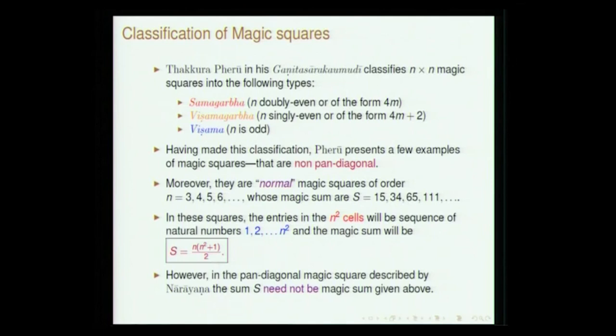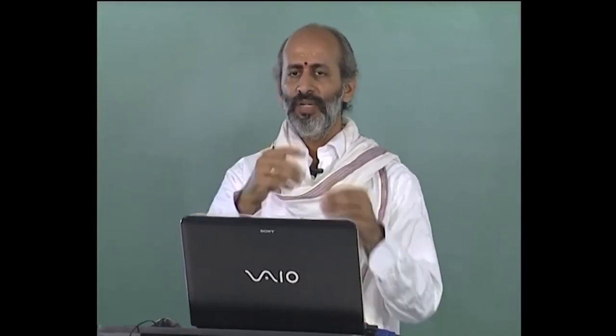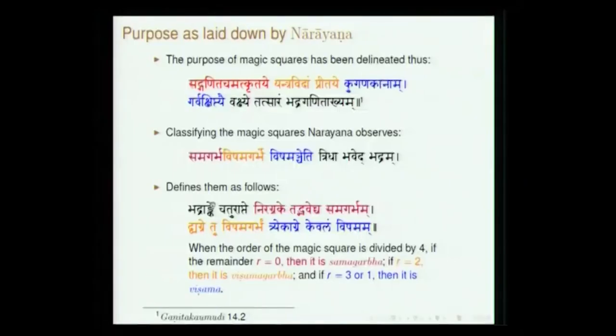Narayana gives a certain procedure wherein one need not consider these elements, 1 to 16, to construct a 4 by 4. You can give any number and you will be able to construct a magic square which is pan diagonal in nature. So it is a kind of systematic procedure which has been presented by Narayana.